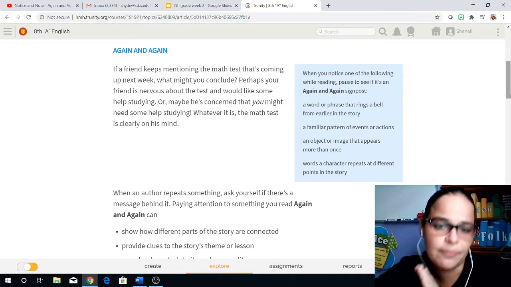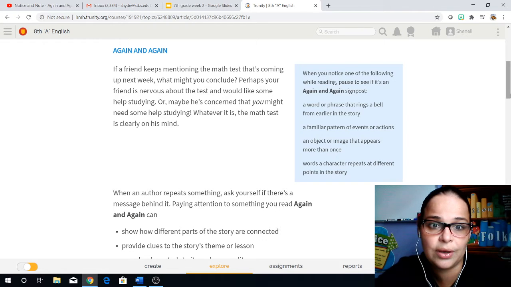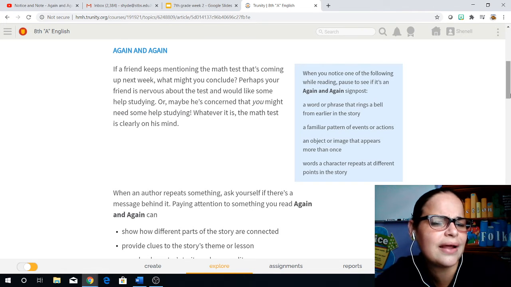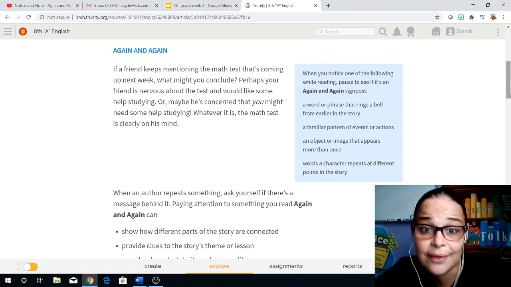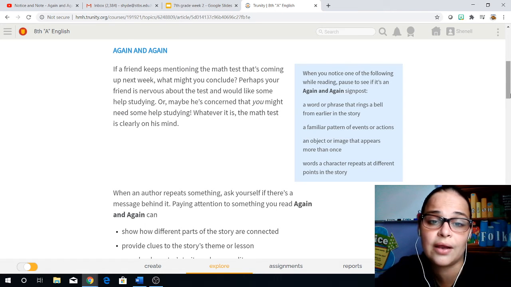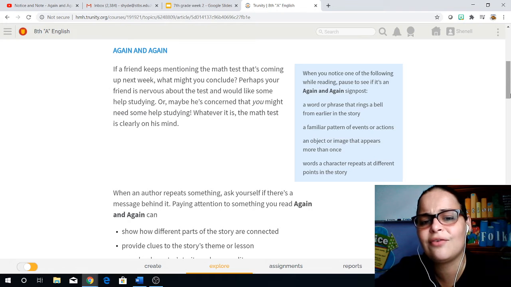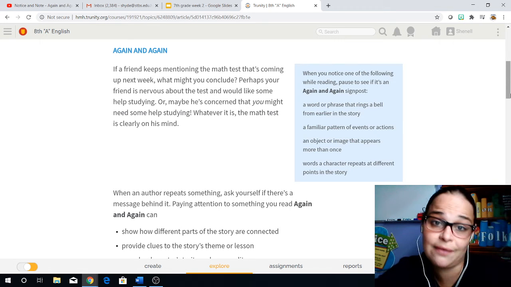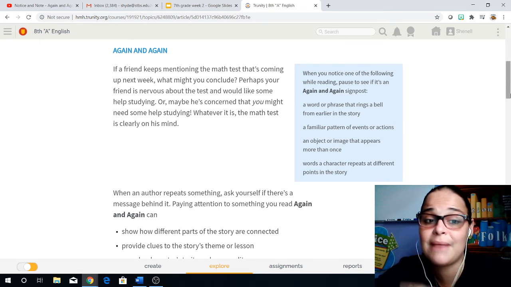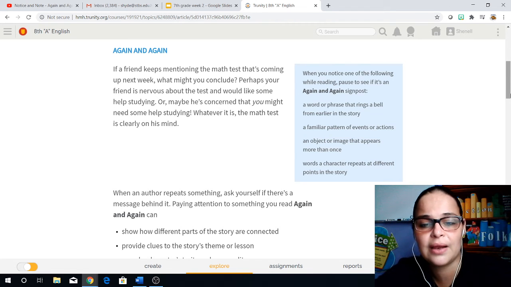Let's say a friend keeps mentioning the math test that's coming up next week. What might you conclude by that? Perhaps your friend is nervous about the test and would like some help studying. Or maybe he's concerned that you might need some help studying. Whatever it is, the math test is clearly on his mind. When an author repeats something, ask yourself, is there a message behind it?